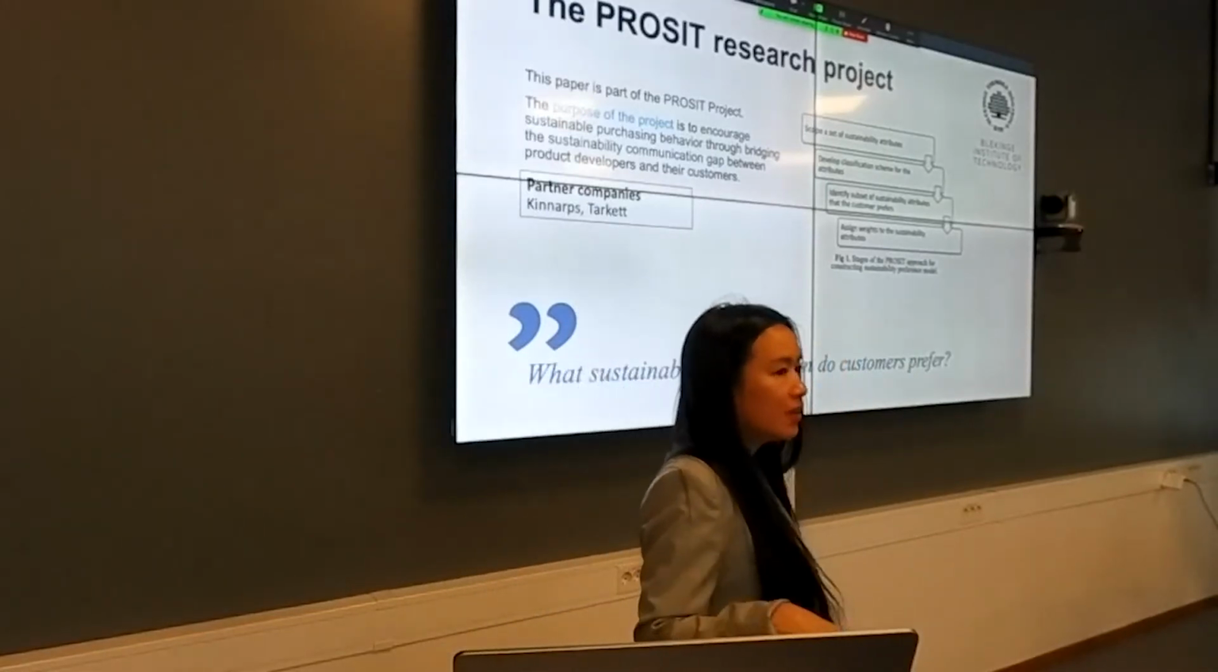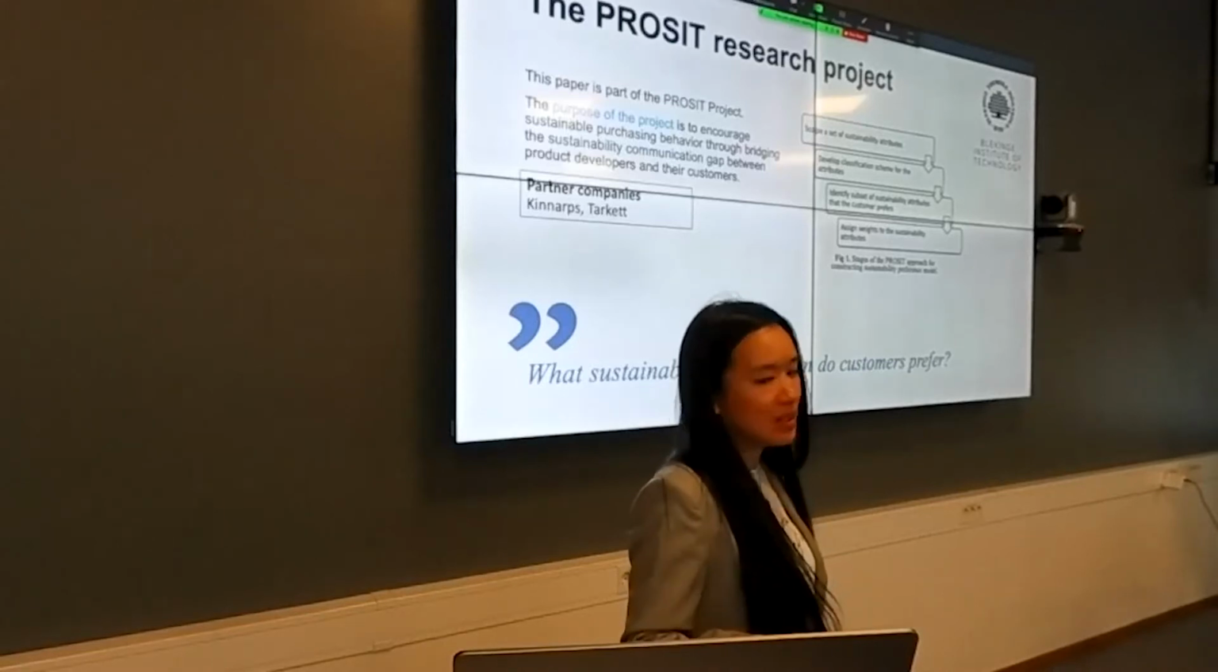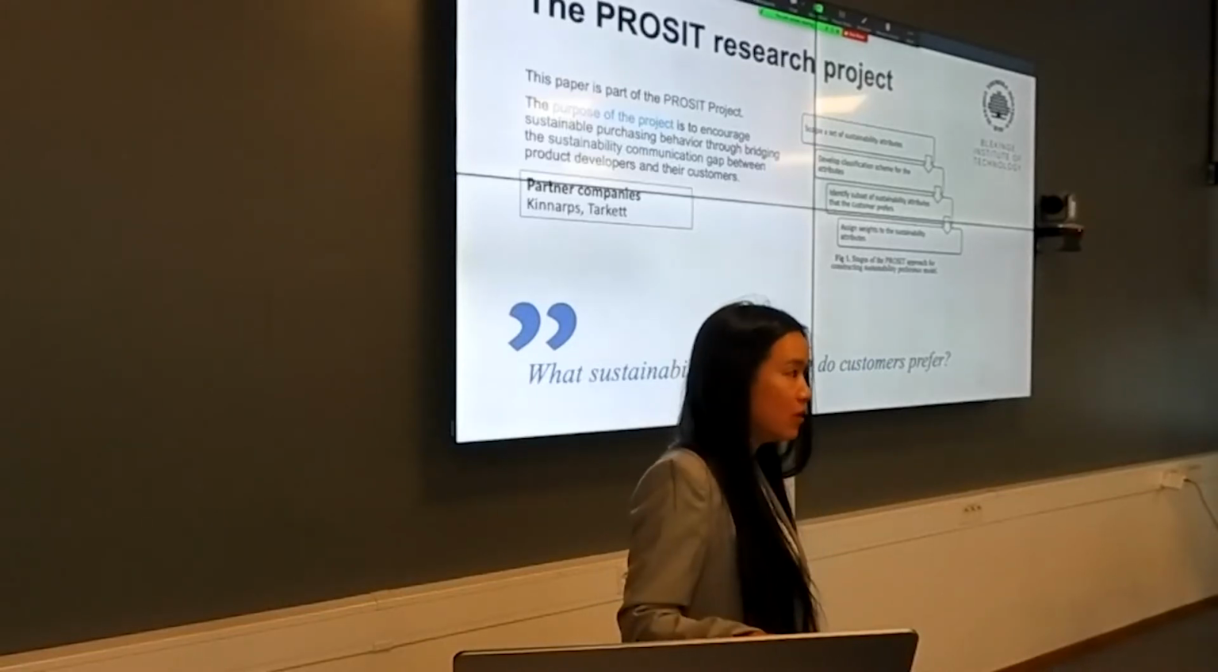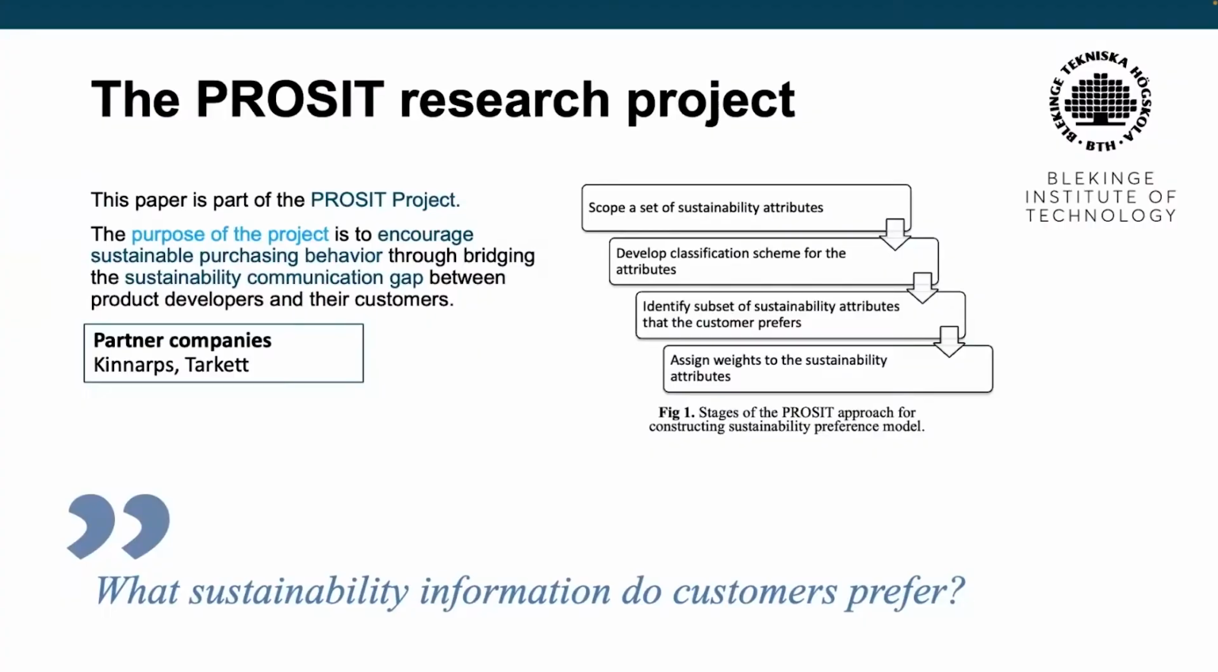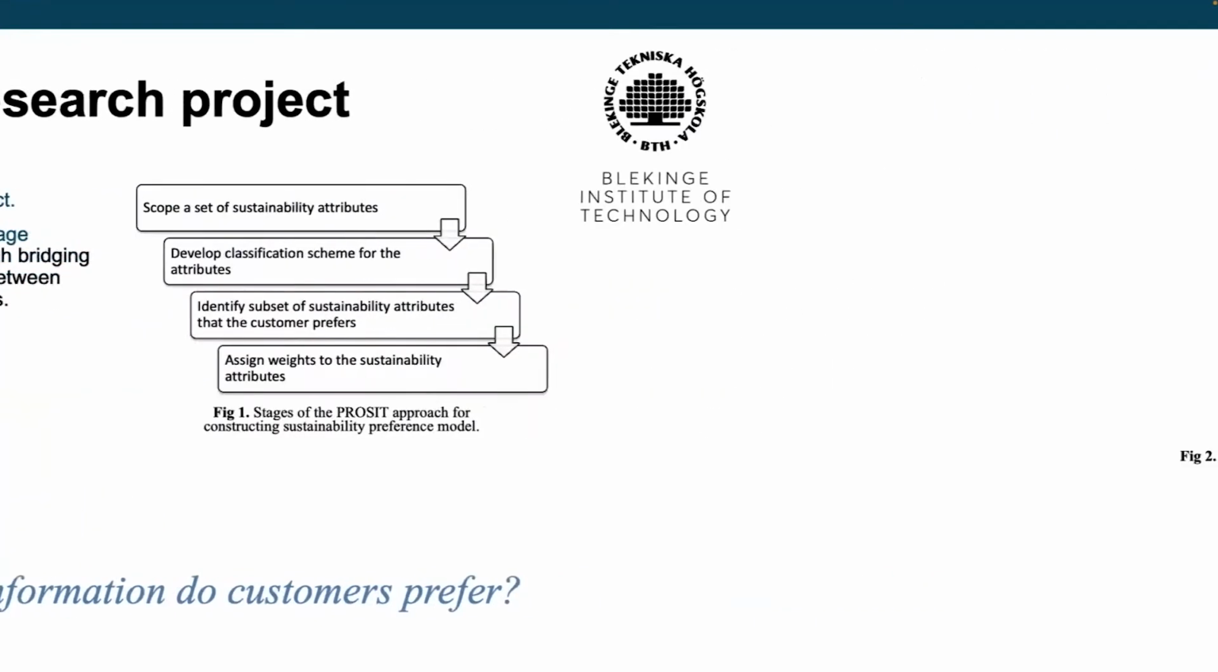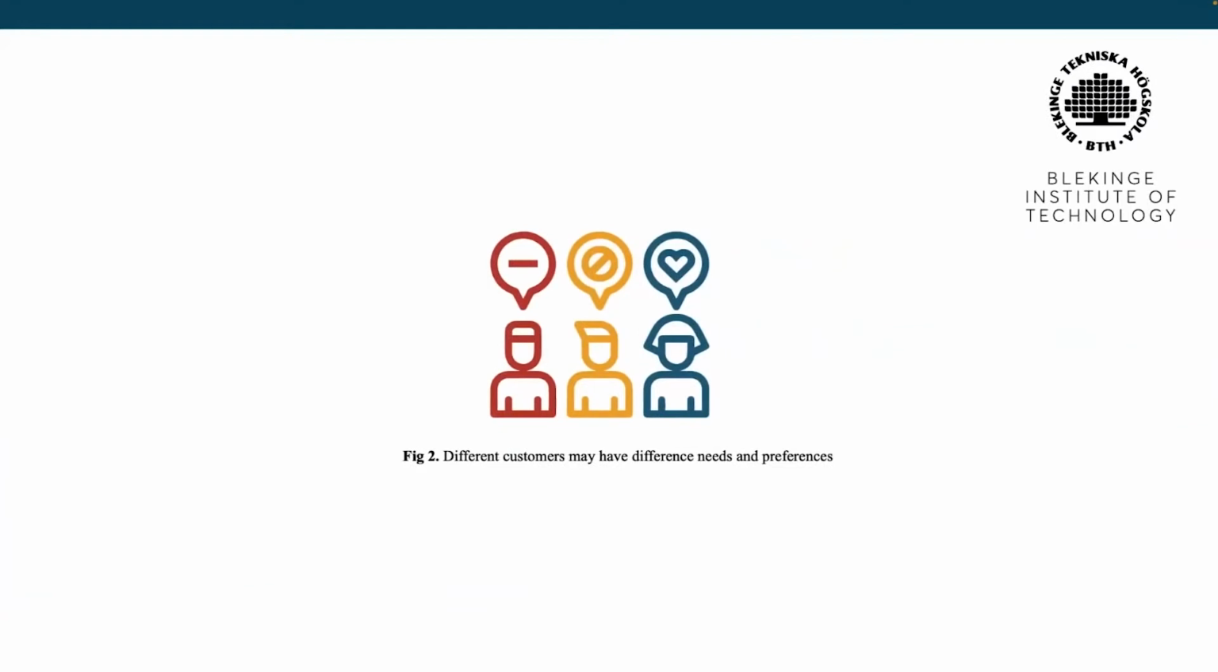In brief, with this project, I was trying to understand what sustainability information do customers prefer, or what do they actually want. And in one of the conference papers, I've proposed this approach that consists of 4 steps, the ProSit approach. But I would like to explain this in a more illustrative way.